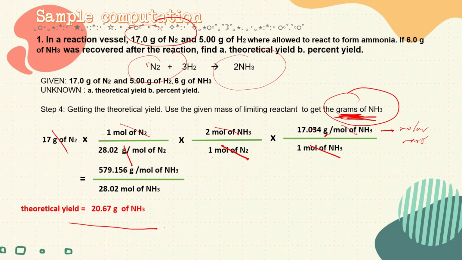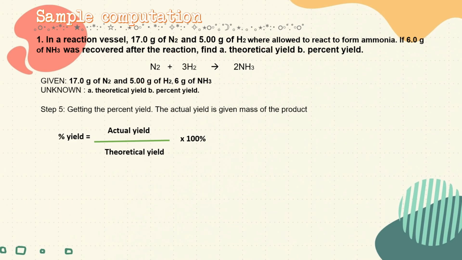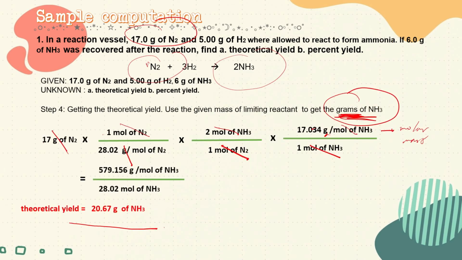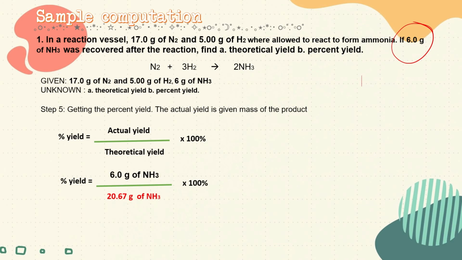Let's go to the next step, which is calculating the percent yield. In calculating percent yield, we use the actual yield, which is the given. Ito na yon, yung 6.0 gram of NH3 or ammonia divided by the theoretical yield, which is equal to 20.67, times 100. Okay? So, ayan na po yung ating solution.